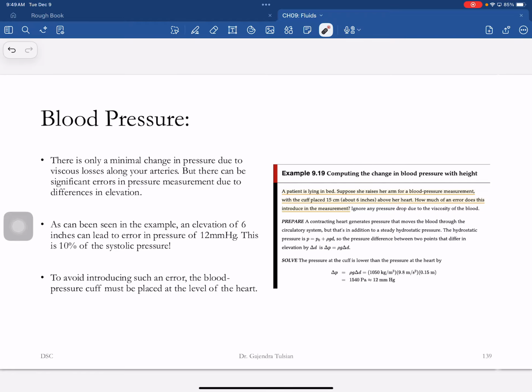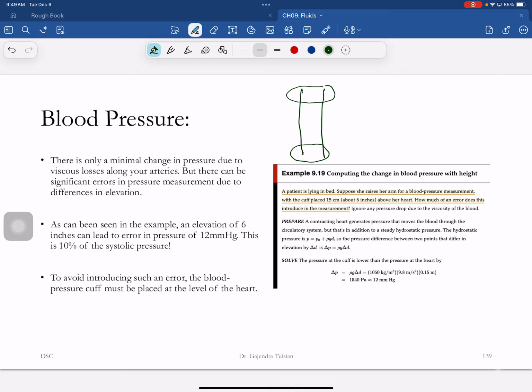Now, how does the blood pressure change with height? This is a calculation for big arteries, big blood vessels. When you measure the blood pressure, you're measuring at the heart level, but if you stand up and put the cuff lower, say 6 inches below the heart, here's what happens.